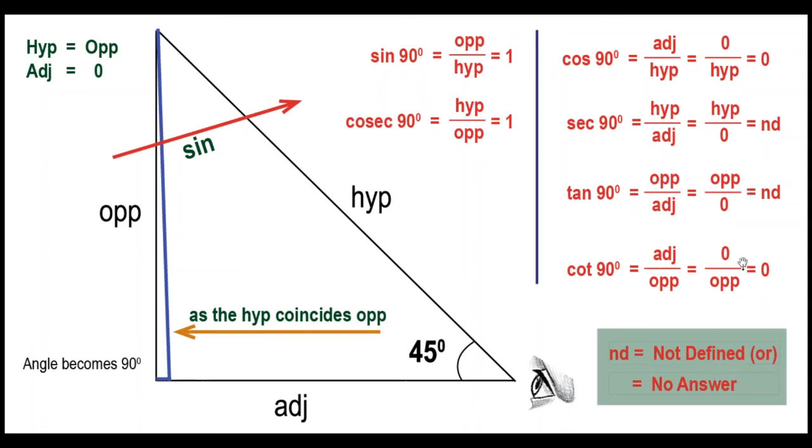look at cos 90 degree. Adjacent by hypotenuse, where adjacent is of value 0 and hypotenuse has some value. After dividing, the answer is 0. When we look at sec 90 degree, hypotenuse divided by 0, the answer is not defined because we cannot divide the numerator by 0.